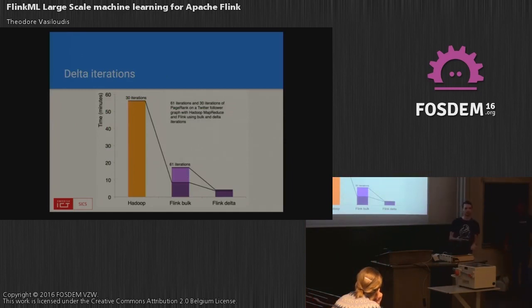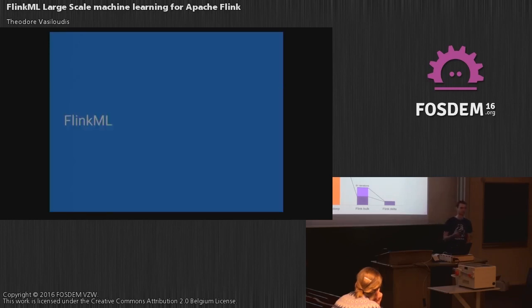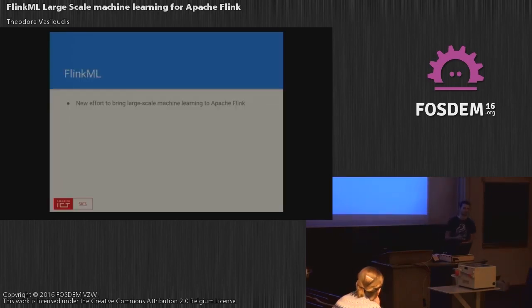Now in addition to batch iteration, Flink also provides us with delta iterations. What delta iterations do is allow us to shrink the size of the problem as we near its solution. This is very useful in cases like graph processing, and the same principle could be applied for machine learning problems as well. So with that in mind, let's take a look into FlinkML.